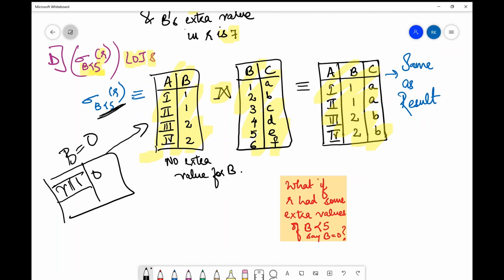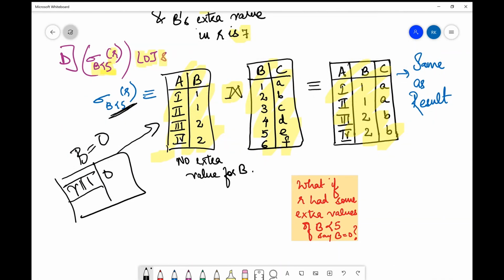It would have also selected this record. So I would have also, let's write it with this pen, I would have also obtained this over here. And then when I would have performed the left outer join with this attribute, I would have also got this over here and null. So there, this would have not been same as the result, right?